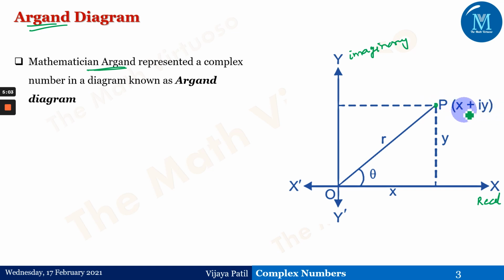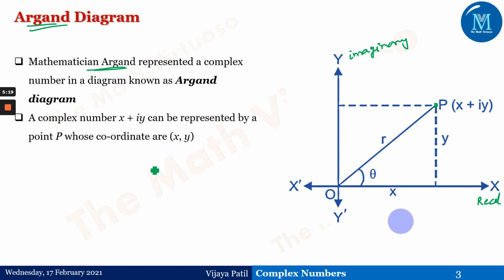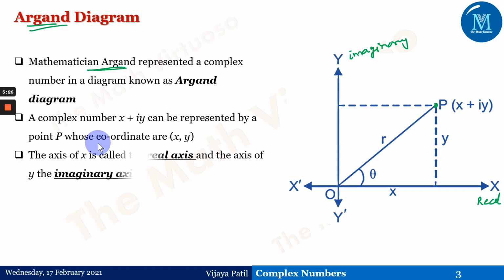This P can be expressed as x plus iy. Let me introduce r and theta a little later, but this is what is known as the Argand diagram in Cartesian coordinates. We'll come back to r and theta when we go for the polar form. So the complex number x plus iy can be represented by a point P whose coordinates are x and y, the same thing I have written here.